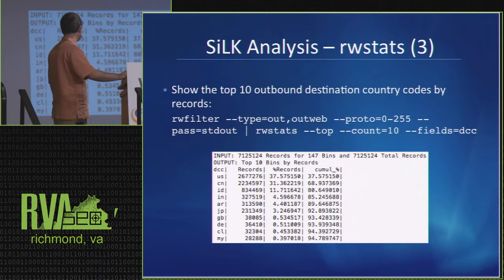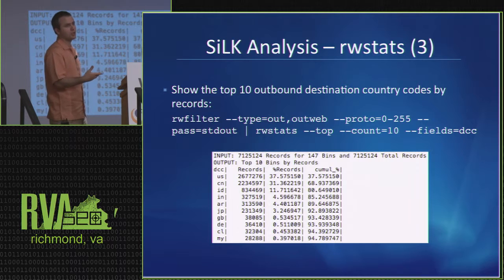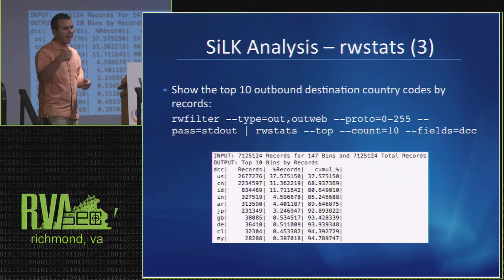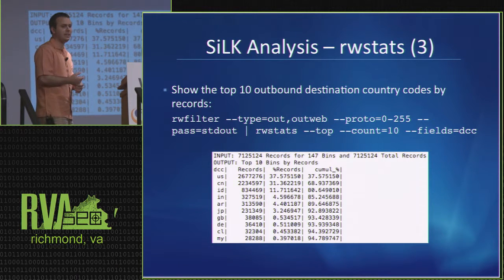Here's another rwstats example. I like stats, as you can see. Here are the top 10 outbound destination country codes by records instead. I don't always hype looking at how many records you have, because those can vary based on timeouts and whatnot. But here we are looking for any data that is out or outweb, which is determined by the configuration files for SiLK itself. When you first set it up, it's a splash of any data that is out or outweb. We're looking for the top 10 destination country codes.